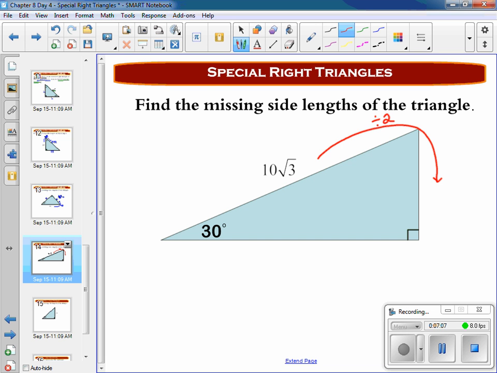So I have 10 times the square root of 3 divided by 2. So 10 divided by 2 is 5 times the square root of 3. That's the short leg of my triangle.